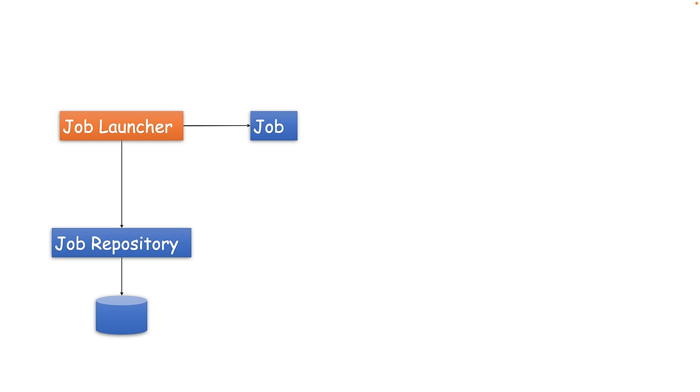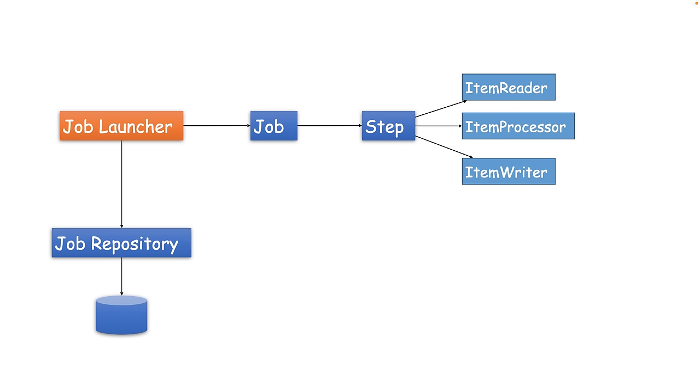Now next, this job component will talk to another component of Spring Batch, that is step. Step is nothing but a combination of three other components: item reader, item processor and item writer. The item reader will read the data from the source. In our scenario, the source will be our CSV file. Similarly, the item processor will process the data. If you want to do any operation in between reading and writing, then you can use this item processor.